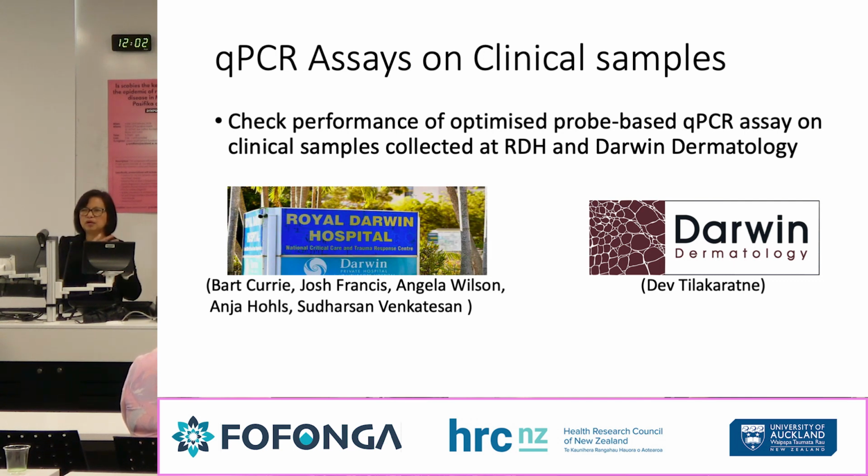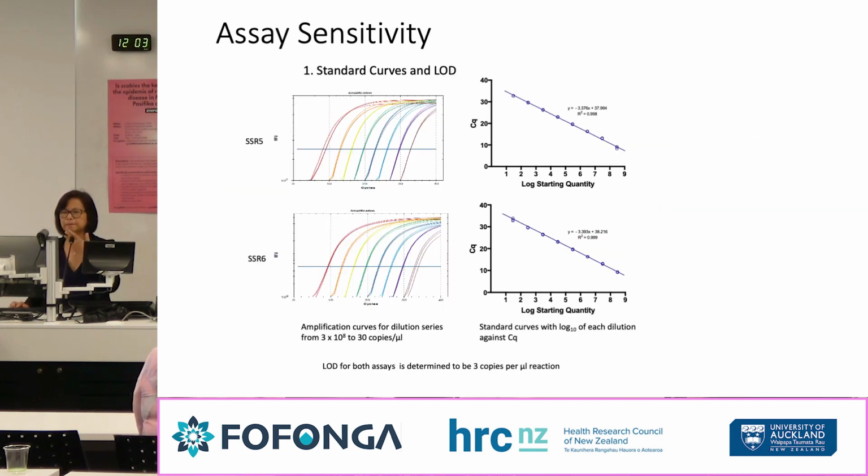People come to Darwin Dermatology for non-specific skin diseases. We had cases that had eczema, allergic dermatitis, and fungal infection. We have bacterial infection cases there. So all other cases and not scabies. And this is to have a specificity check of our newly optimized assay.